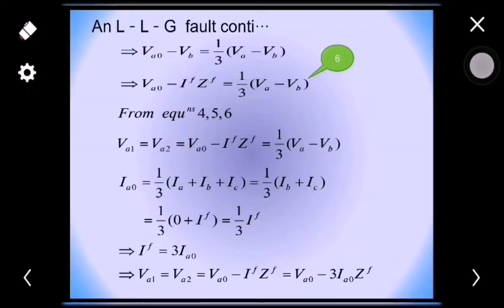Now this gives us an idea to construct the interconnection of the three sequence networks. All three sequence networks are to be connected in parallel. As IA is equal to 0, the three sequence currents are meeting at a junction, and that summation is also 0. Now let us construct the interconnection of the three sequence networks. Say equation number 7.